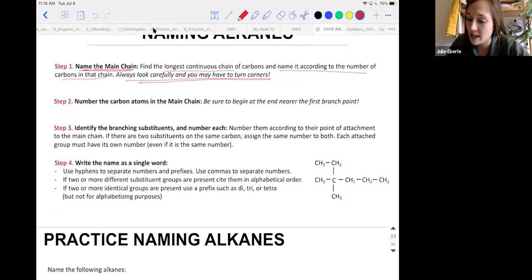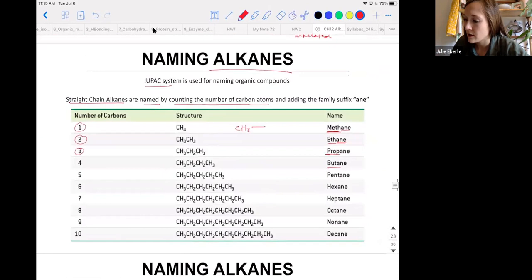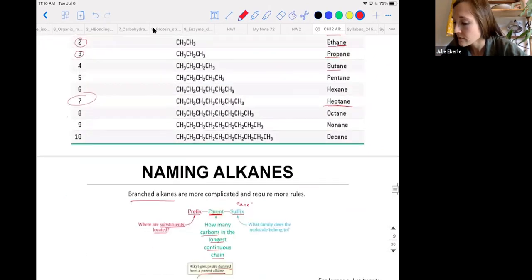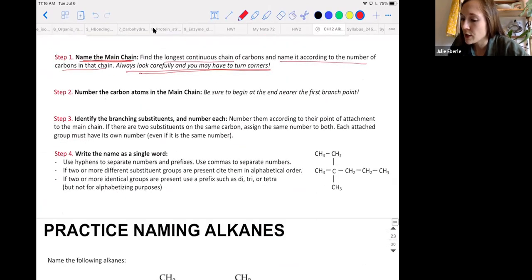So you can go up to that table. What table am I talking about? You can go to this table right here if you're confused on how to name it. If the longest continuous chain has 7 carbons in it, it's a heptane. Step number 2. You're going to number the carbon atoms in the main chain and be sure to begin at the end near the first branch point.